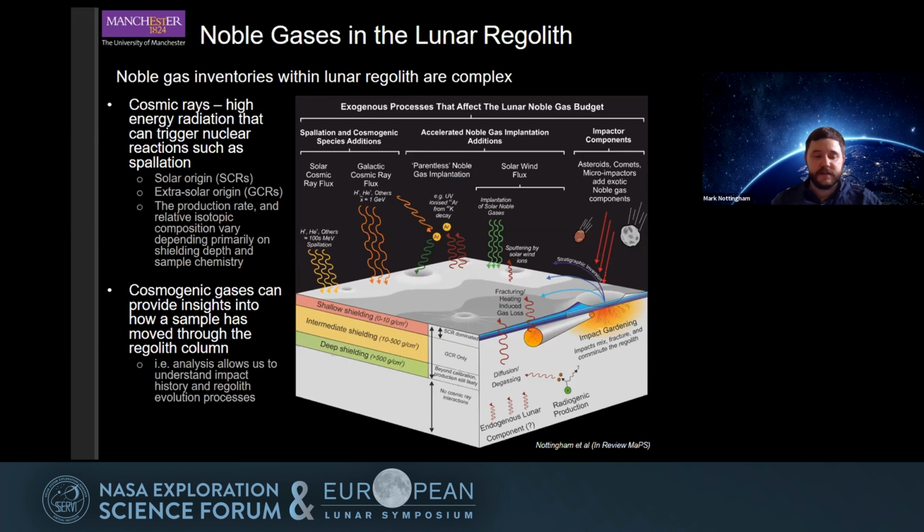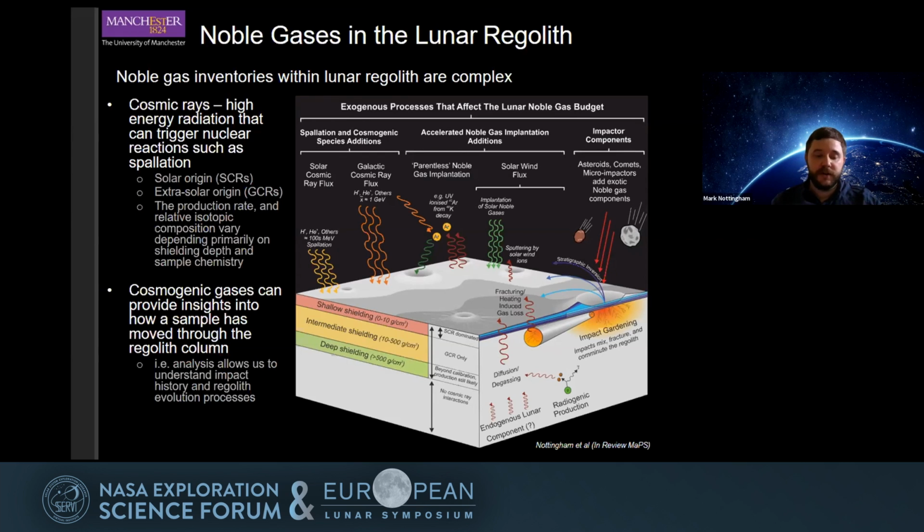But first, it's important to understand just how complex noble gas inventories in lunar samples can be. The figure on the right here shows a number of the processes that all affect the lunar regolith to varying degrees. Untangling these processes from each other can be quite difficult. Of particular interest in our study were cosmic rays and the spallation reactions that they cause.